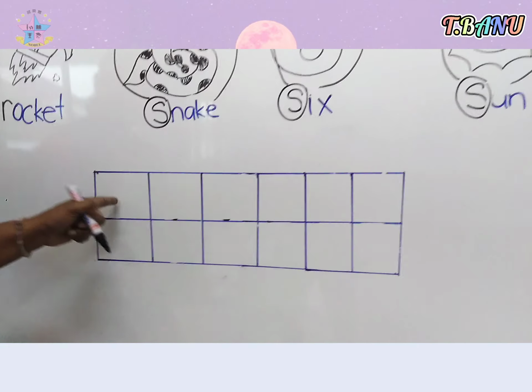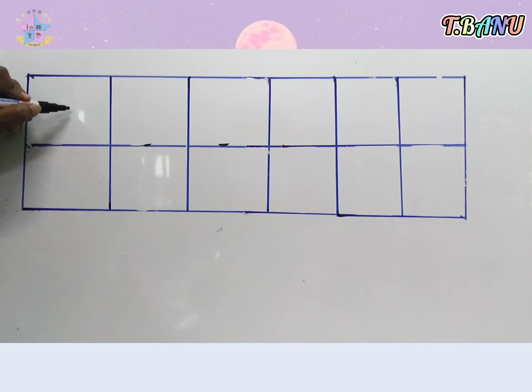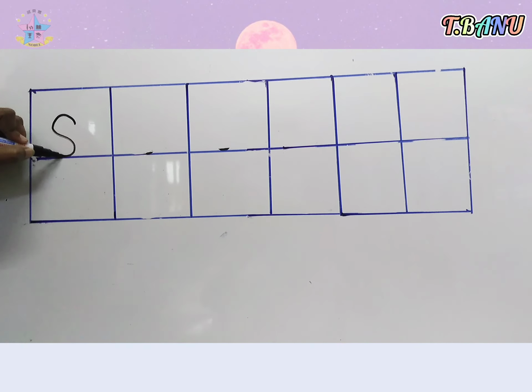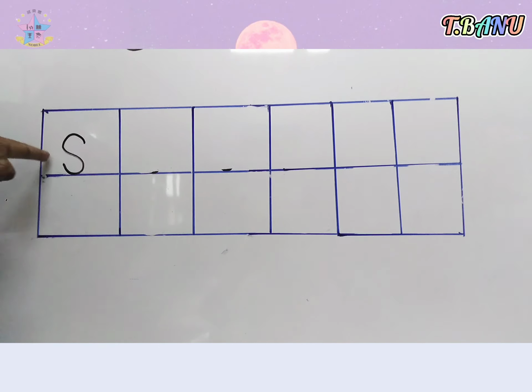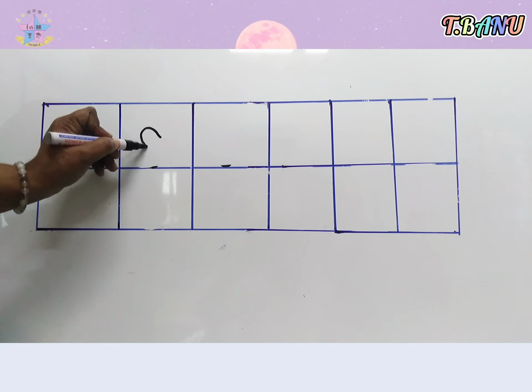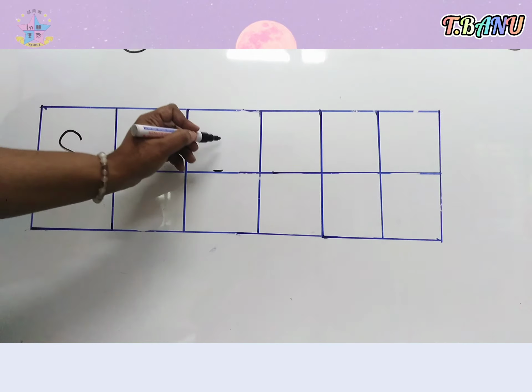Okay. Look down here. I'm going to show you how to write the small letter S. Make a curve. Come down. Touch the blue line and go up again. Small letter S. Again. Make a curve. Come down here and curve up. Touch the bottom line.